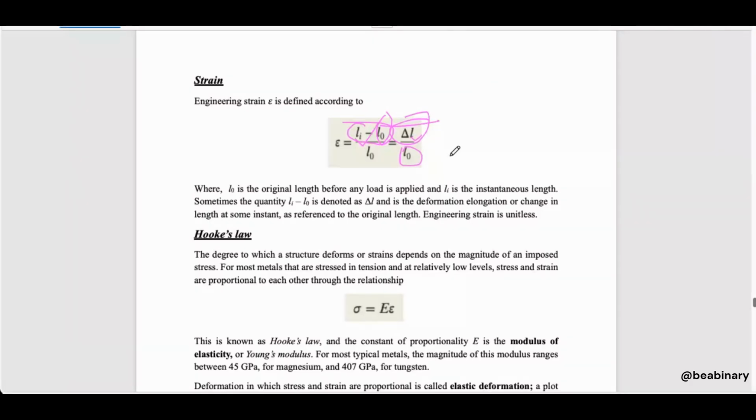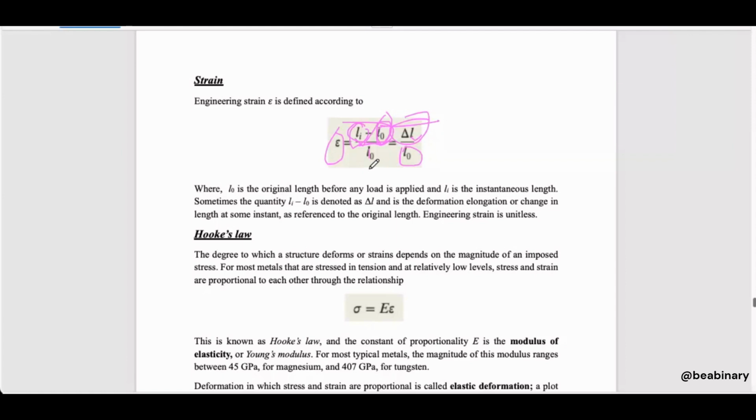Okay, so final length minus initial length upon the initial length. This particular ratio is known as your strain. It is just a ratio of how much the specimen length has increased as compared to the original length. This is the simple meaning. So the strain means the overall change in length of a specimen as compared to the original length.